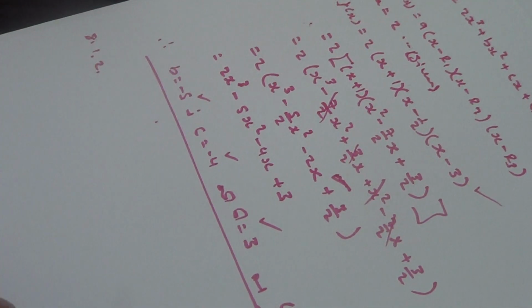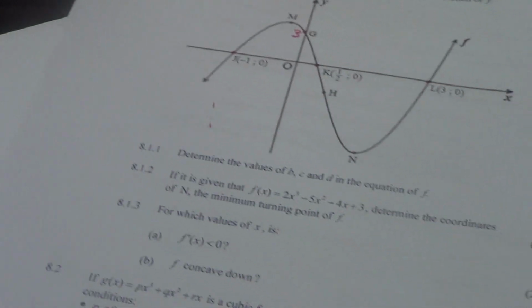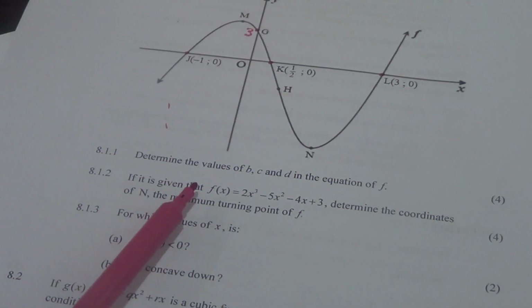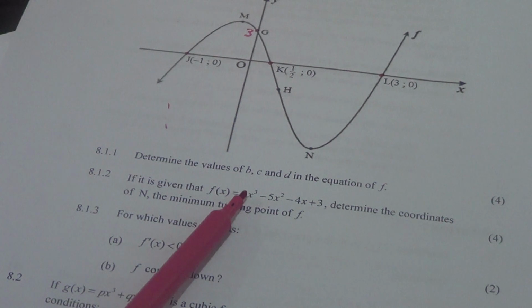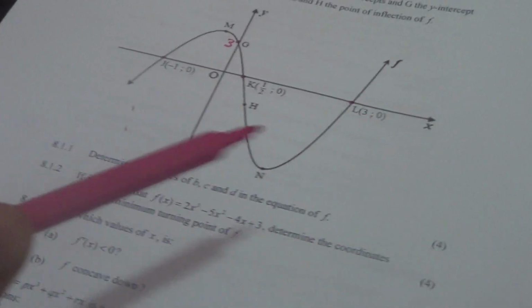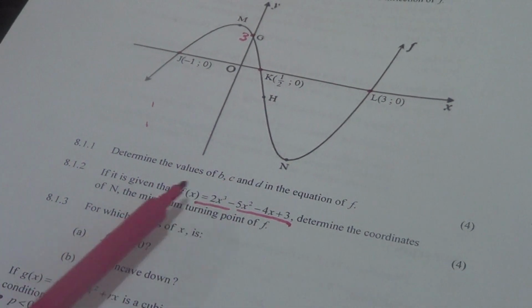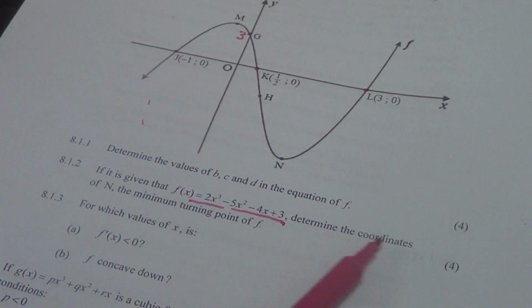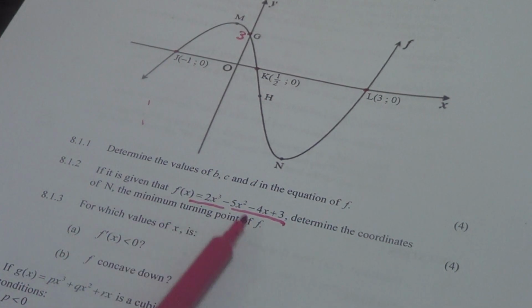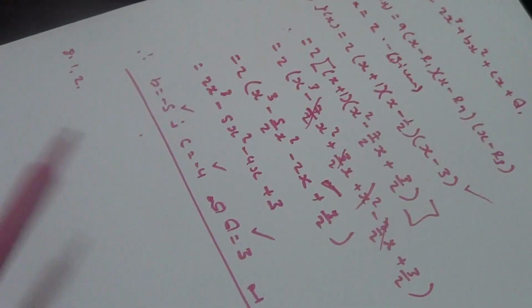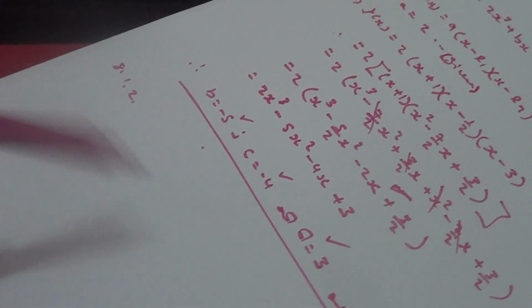8.1.2. Let's move. I'm getting too relaxed now. Now, if it is given that f of x equals 2x cubed, they are giving it to us. So now they are telling us that we actually got it all right, because that's what we got. And alright, anyway, so this is the situation. Determine the coordinates of n, the minimum turning point. Okay, that's an easy question.